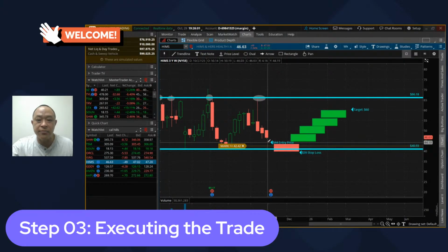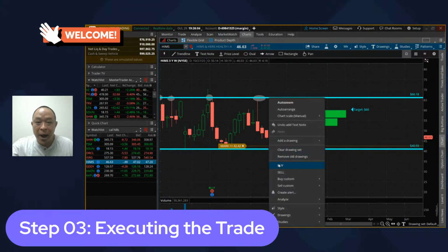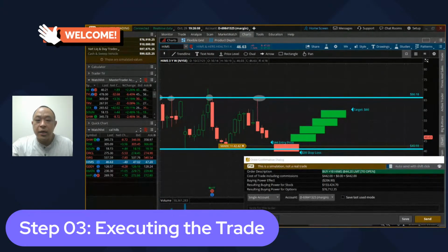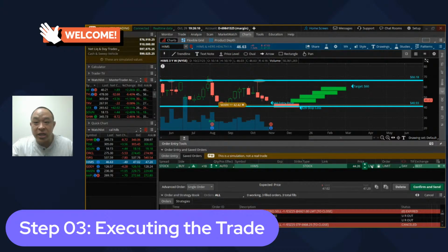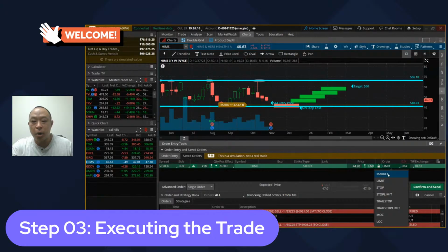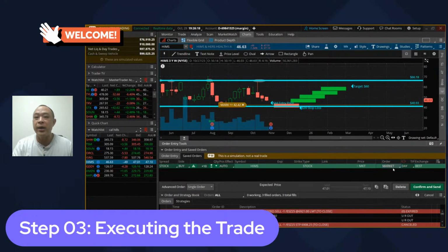You right click, choose buy, and then you're going to use a limit order. For people who are not familiar with trading, there are two main orders. A market order means just buy it right away. I don't care what price it's at, I just want in. A limit order specifies the maximum I'm willing to pay, which means I'm only willing to buy this stock at a limit price of $44.